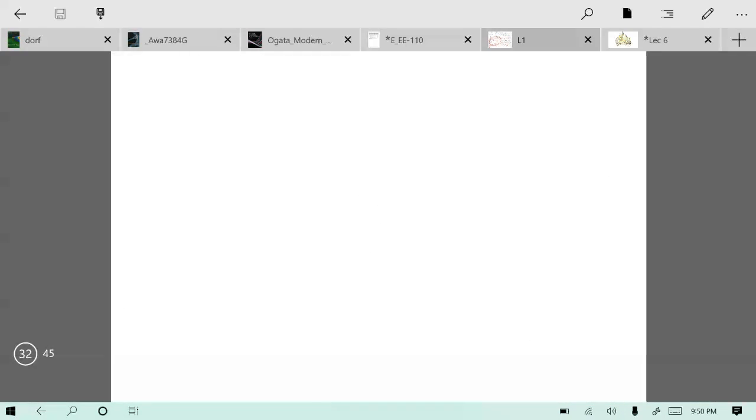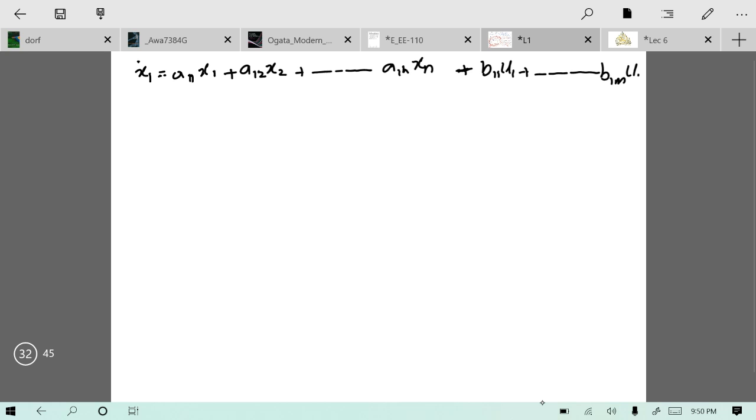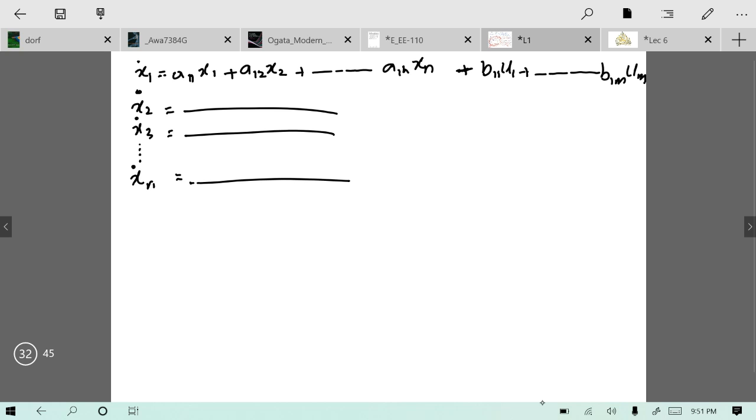So if I try to generalize this for n states, if we have a system with n states, then we have equations like this: x1 dot is equal to a11 x1, where a11 is some constant, multiplied with x1, plus a12 x2 plus a1n xn plus b11 u1 plus dash dash dash b1m um. So you might have equations like this. Similarly, x2 dot is equal to this, and x3 dot is equal to like this. If you have n states, then you have xn dot is equal to this. So it would be kind of n cross n matrix over here.